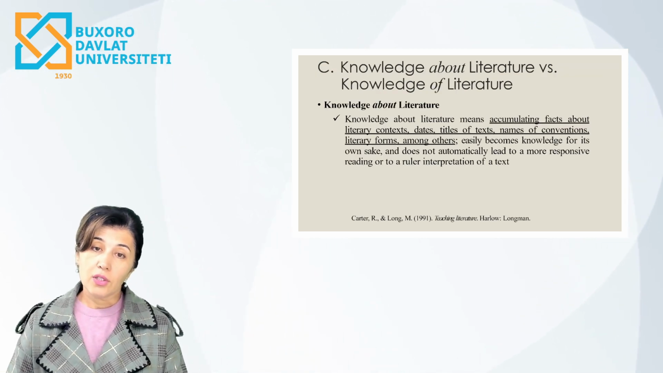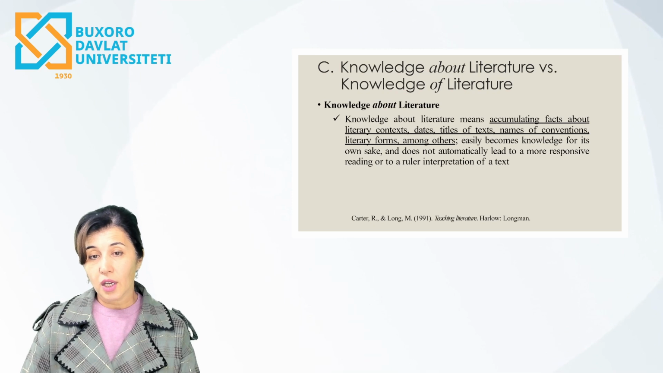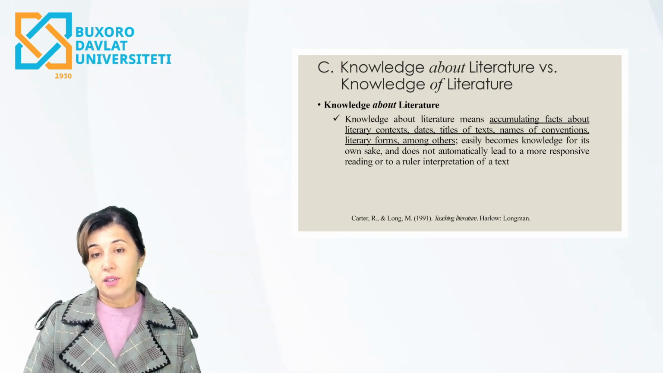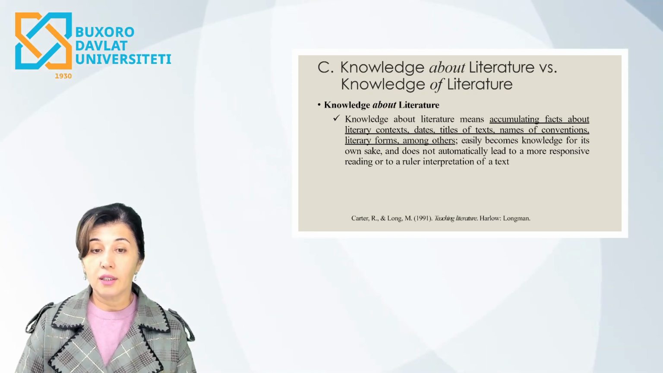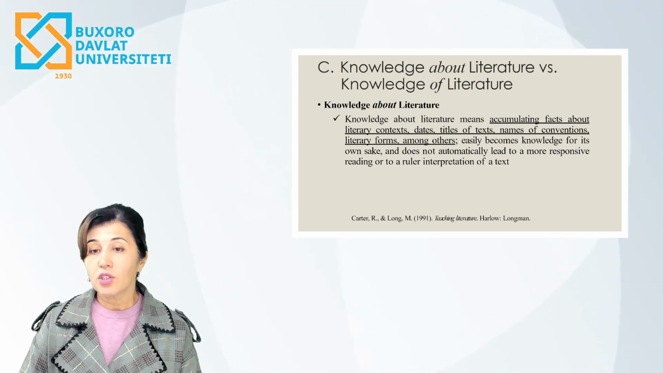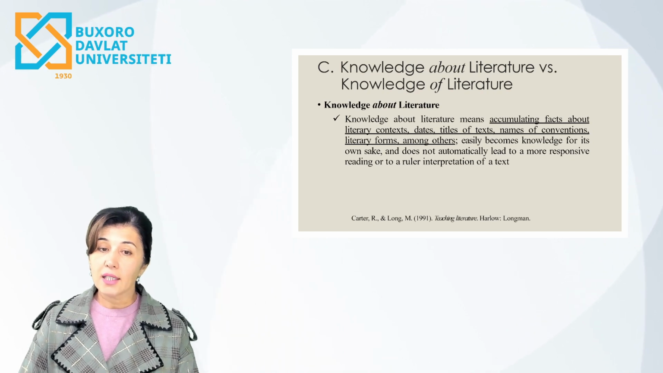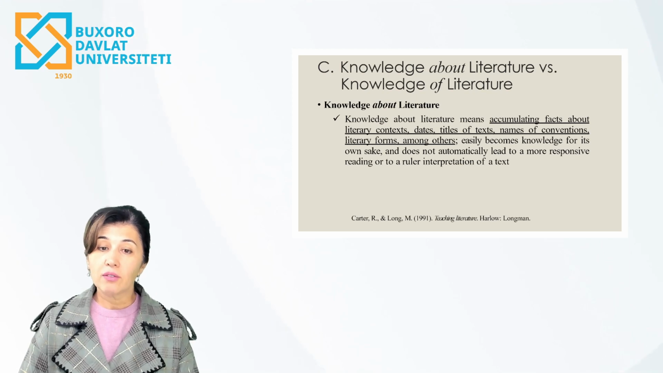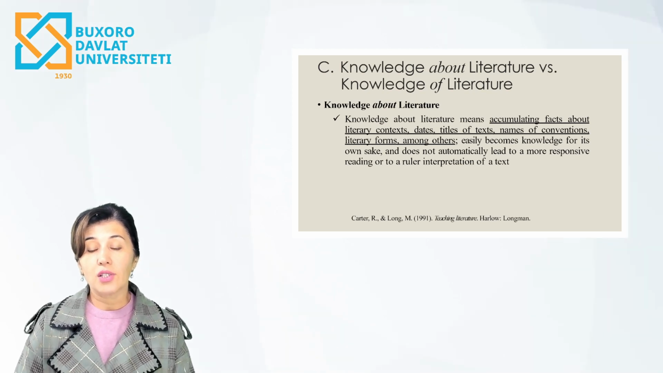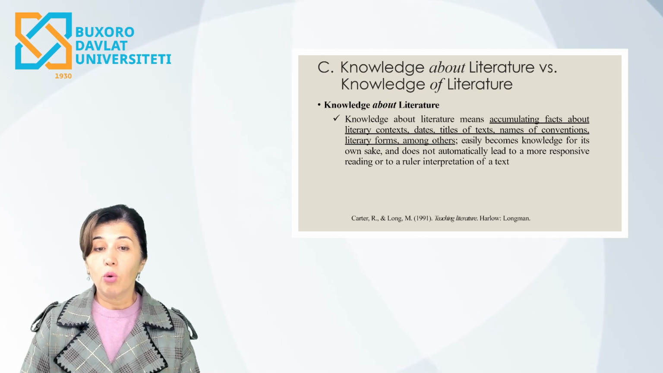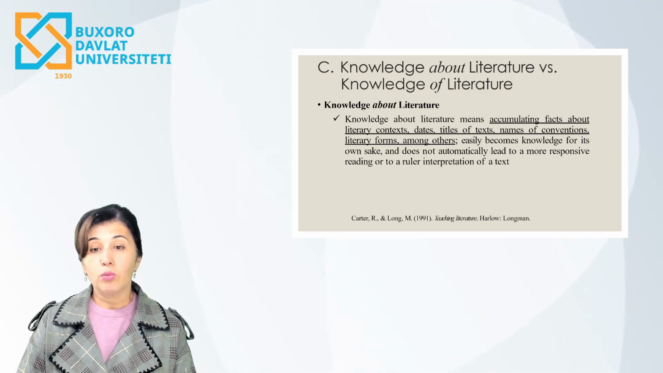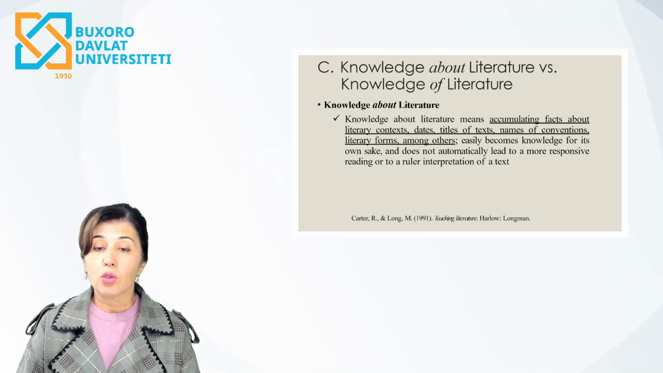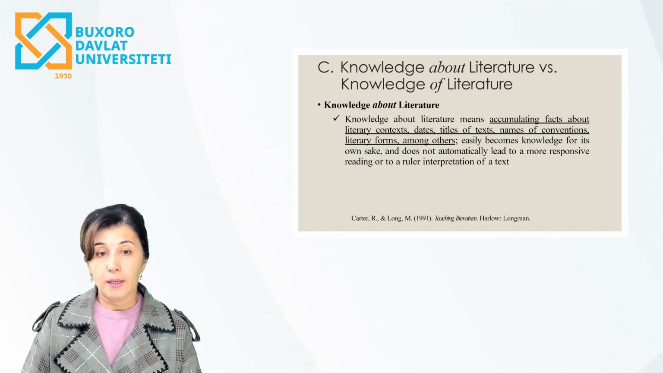Now, what is the difference between knowledge about literature and knowledge of literature? Knowledge about literature is a bit different from knowledge of literature in this way. Knowledge about literature means accumulating facts about literary context, dates, titles of texts, names of conventions, literary forms, among others, and it easily becomes knowledge for its own sake and does not automatically lead to a more responsive reading or to a richer interpretation of a text.